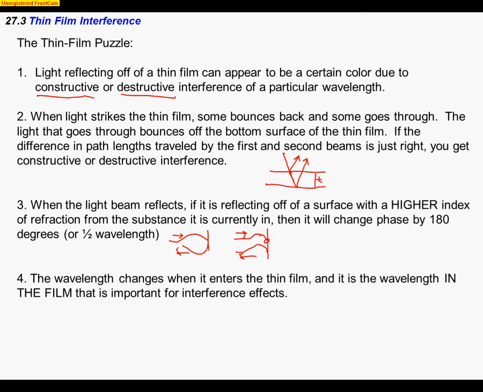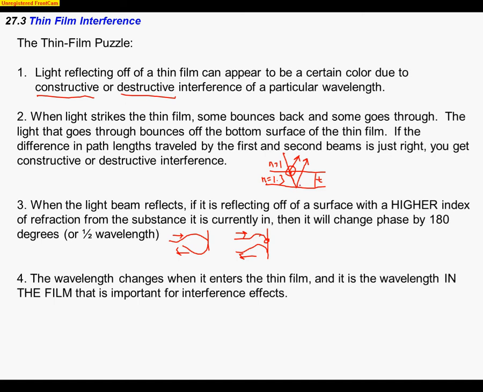So with light, this phase change happens if the light coming in is reflecting off a surface that has a higher index of refraction. You can think of the higher index of refraction as being like the fixed end of your rope. So for instance, air has an index of about 1, and anything else is going to have an index that's higher than that. So maybe this is 1.3. That means that at this location, this light beam, when it bounces off, is going to change phase, and it's going to be off by half a wavelength.